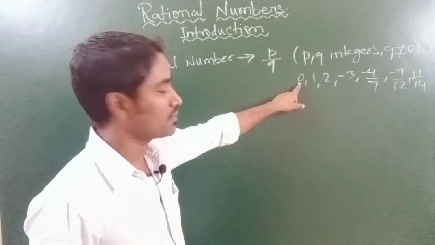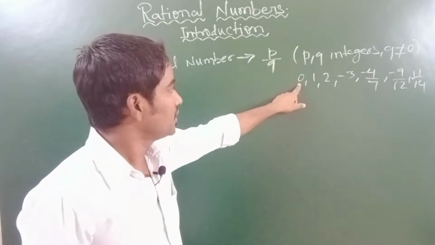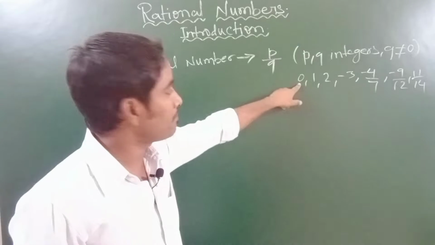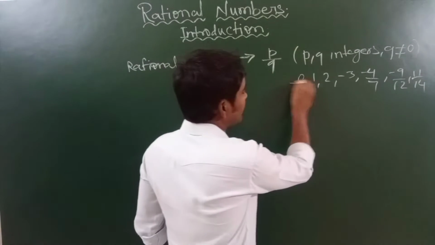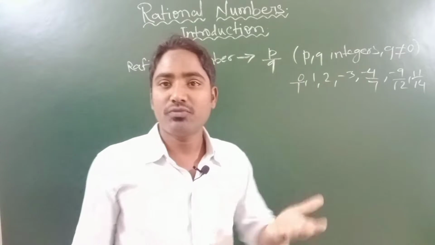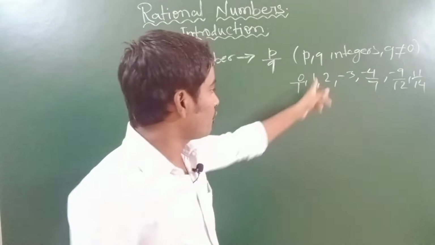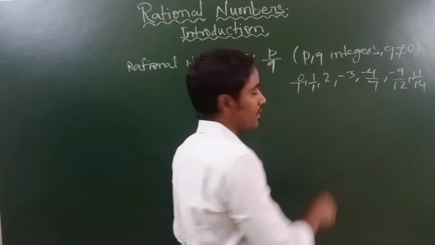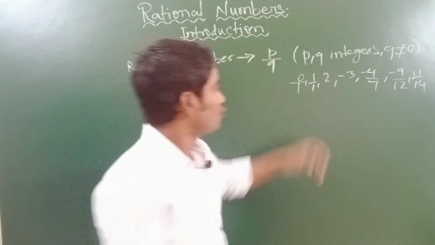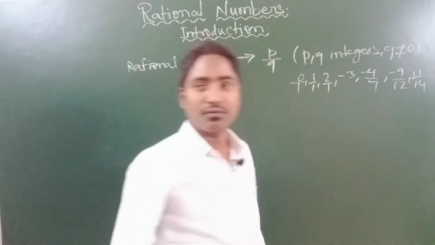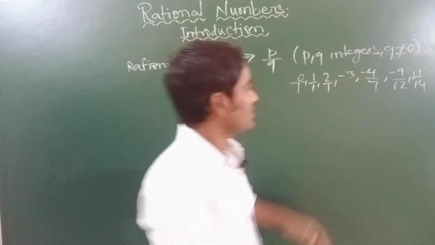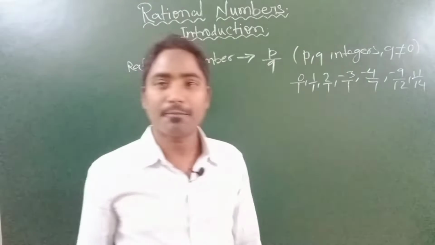Now you will ask me why 0 is a rational number. Is it in the form of P by Q? Yes, it is in the form of P by Q, where P is equal to 0 and Q is equal to 1, because if you divide 0 by 1, you still get 0. Now 1 can be written as 1 by 1, P and Q both equal to 1. Here 2 can be written as 2 by 1, where P is equal to 2 and Q is equal to 1. Similarly, minus 3 can be written as minus 3 upon 1.